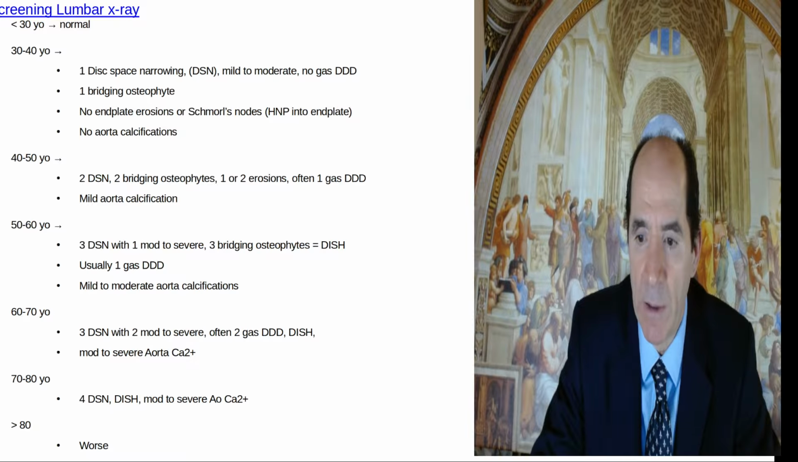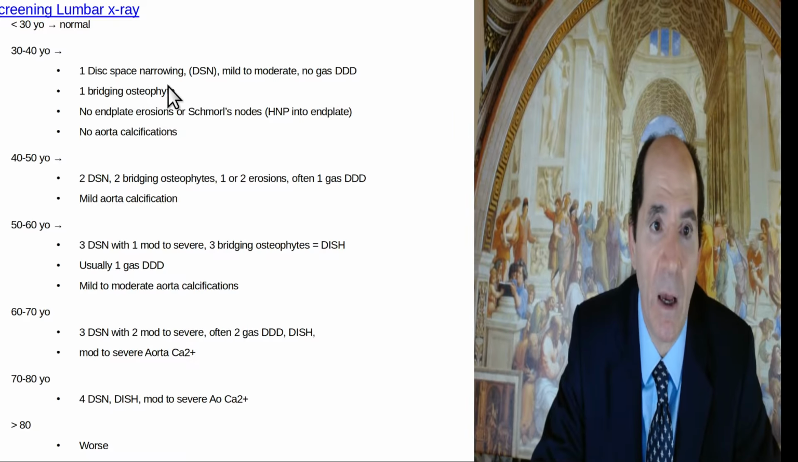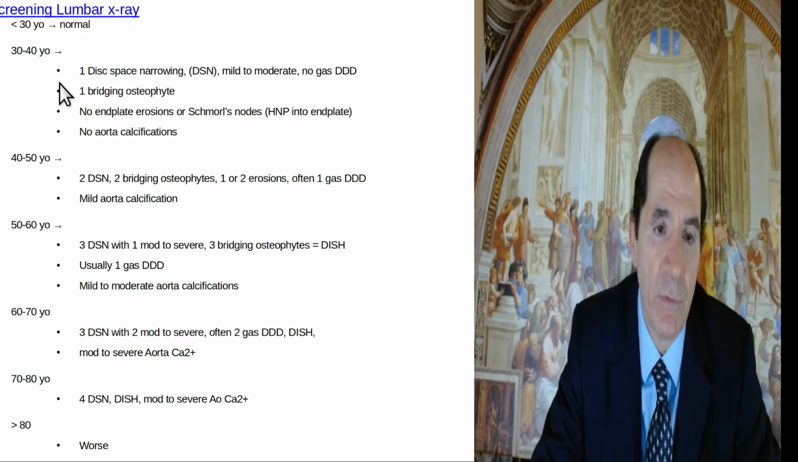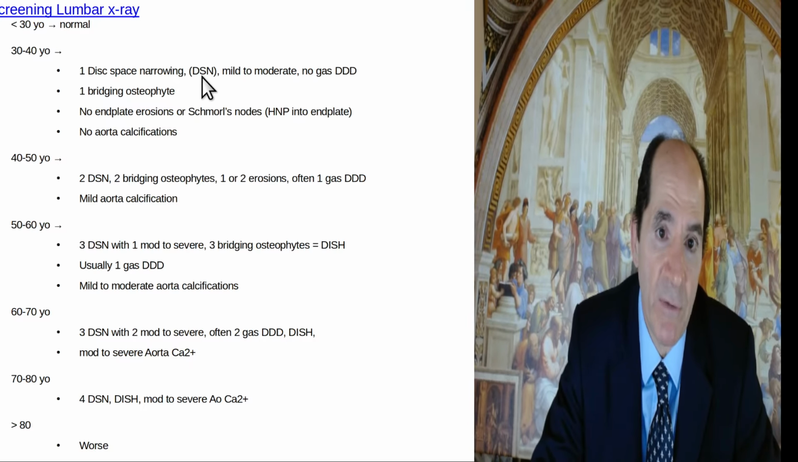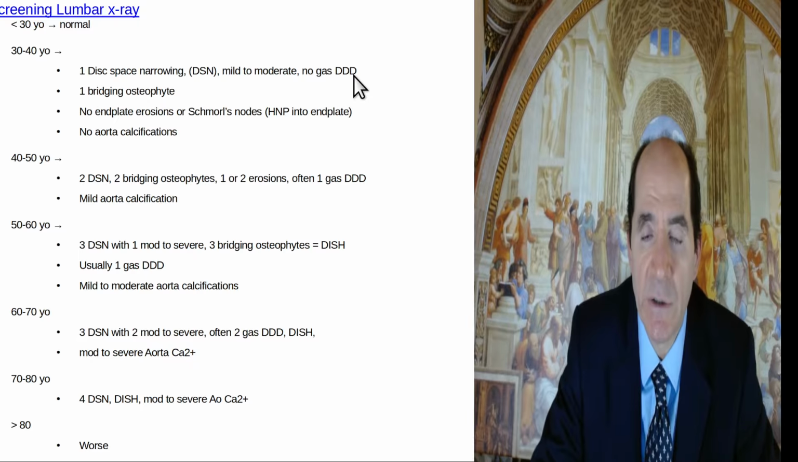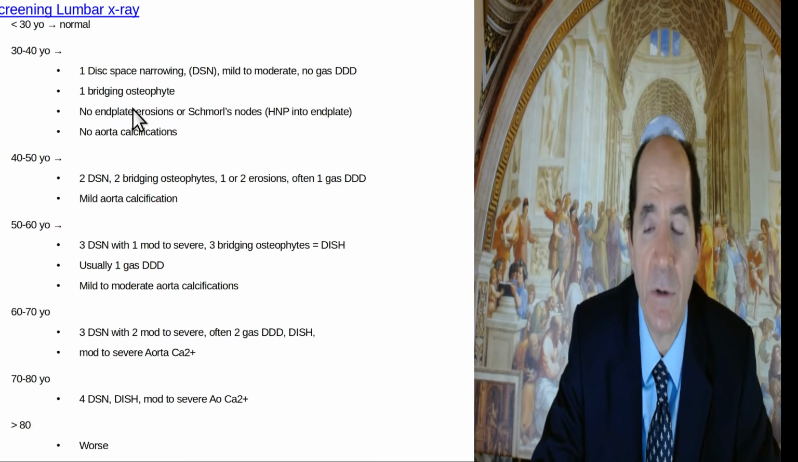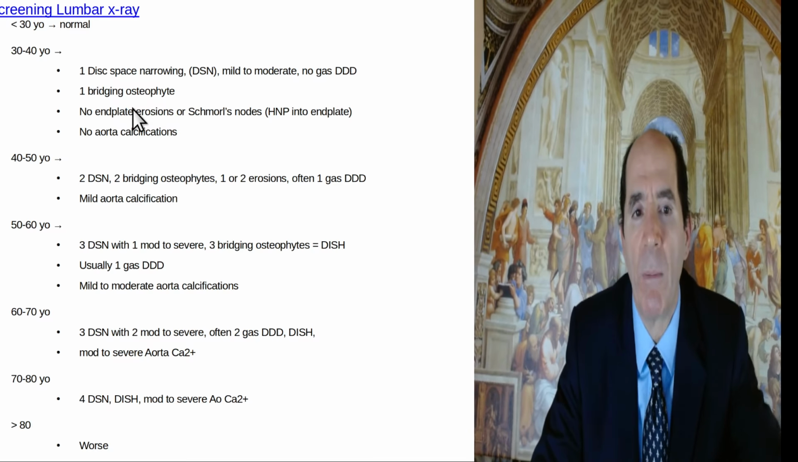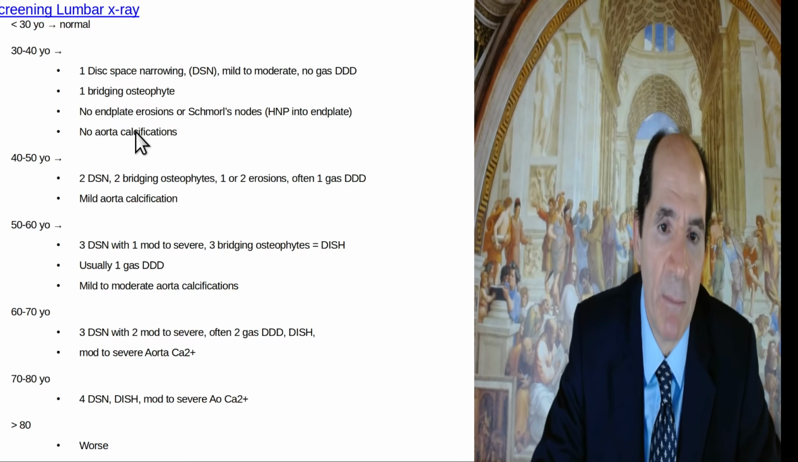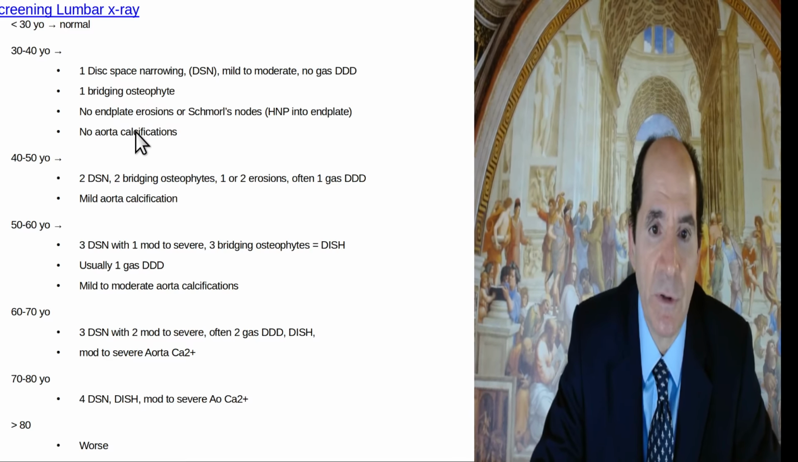Okay, so this is what I meant by a classification system, that I can just look at the spine. I don't need to know anything about the patient, and I can pretty accurately judge their age. Less than 30, it's usually going to be normal. 30 to 40, I'll have about one disc-based narrowing. I abbreviate it DSN. DDD is degenerative disc disease. I usually see one, starting to form an osteophyte.